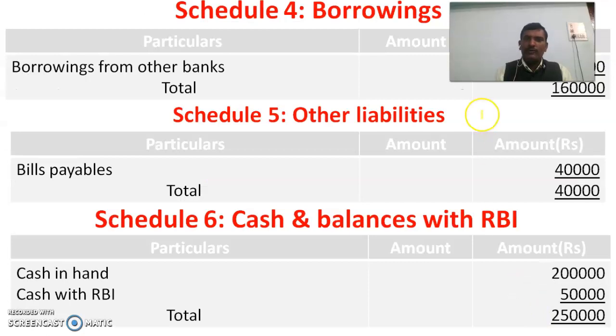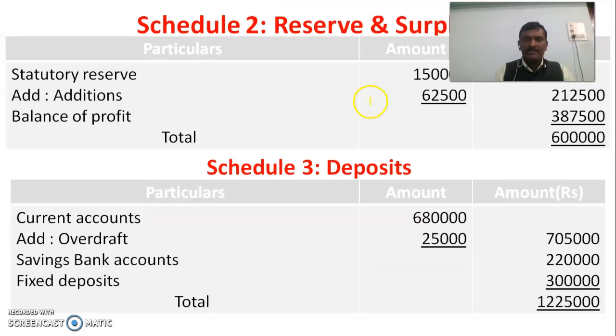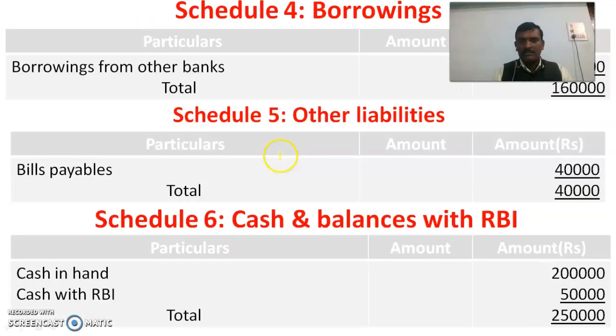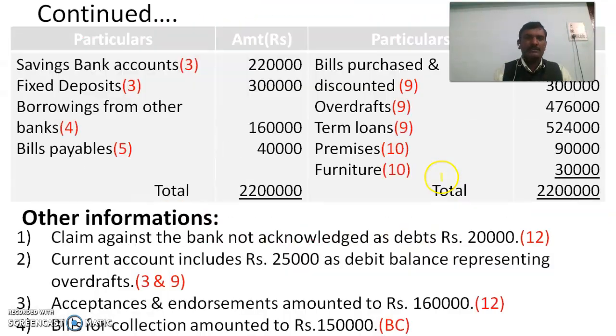And now I have to go for the fourth schedule, that is borrowings. Borrowing related information, only one item is given in the problem. Here number 4 marked item is only one. There is 1,60,000, so that is to be taken here. Then schedule number 5, other liabilities, only one item is there, bills payable. So just you can take a look at this problem. Here bills payable, only one item, 40,000.